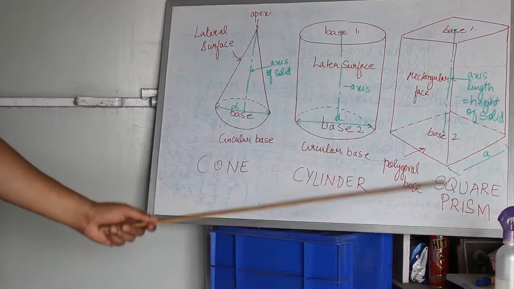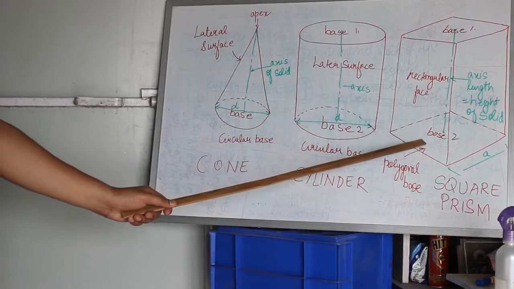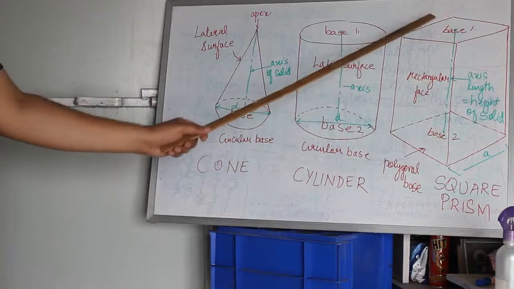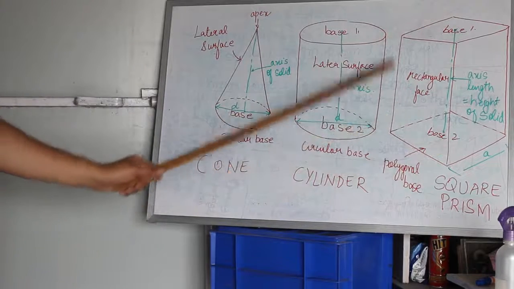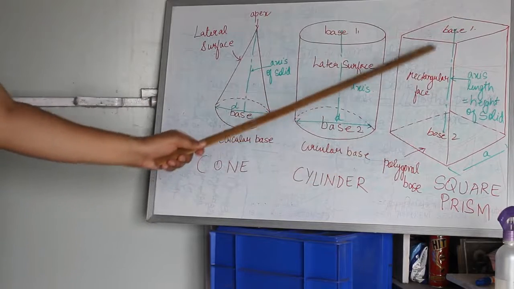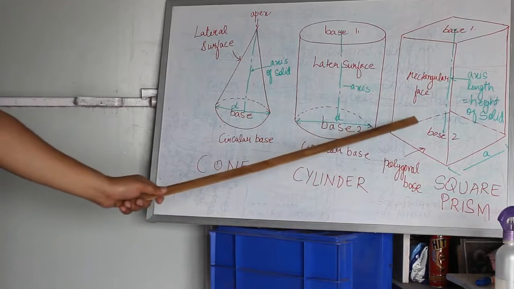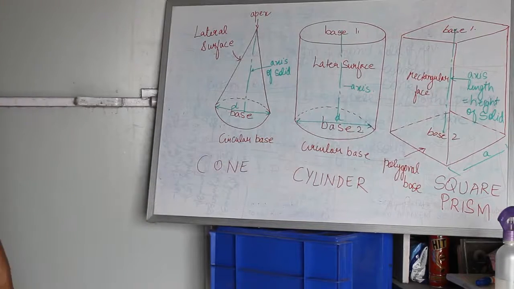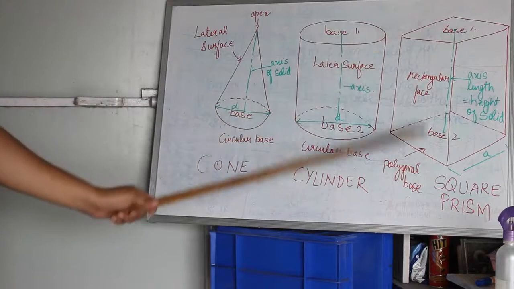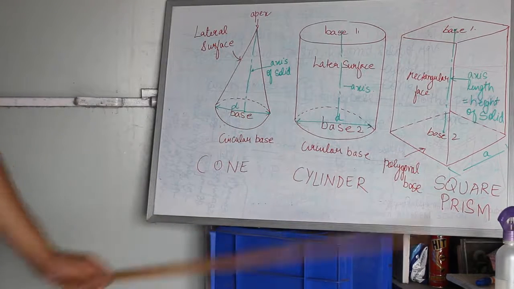Now, as you all know, a prism is a solid that has two equal and similar end bases which are joined together through rectangular faces. So the number of sides in a square base will be 4, and the number of faces thus formed to join the two bases will also be 4. So that is why it is called a square prism.